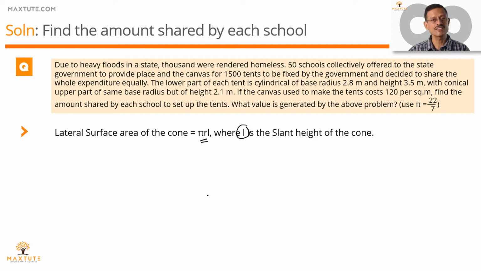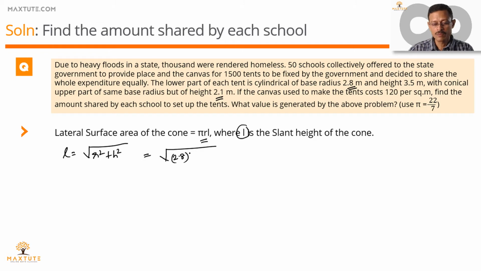What is l? l is the slant height. Slant height of a cone is equal to under root of r square plus h square, where r is the base radius and h is the height. Do we have both these data? Yes, we do. The height is 2.1. Base radius is the same as that for a cylinder, which is 2.8. So the slant height is equal to square root of 2.8 square plus 2.1 square.